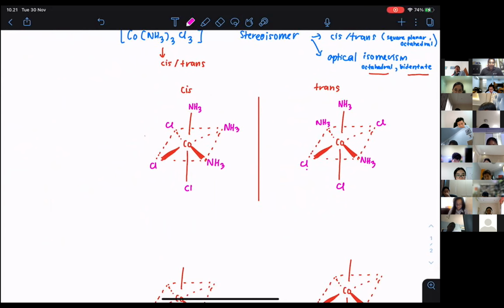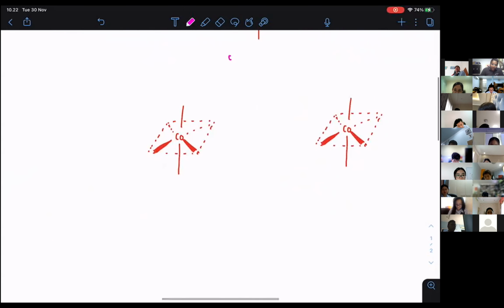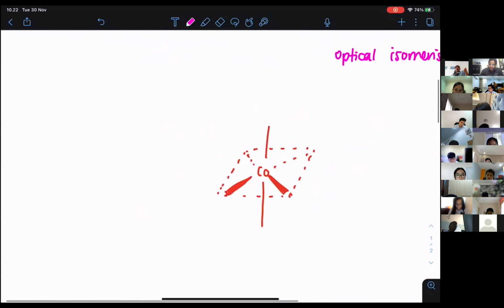But now I'm also going to show you how you can draw optical isomerism. For optical isomerism, just now I mentioned to you, you can have octahedral, and we can also have a situation where we can have the bidentate ligand. So if I ask you for examples of bidentate ligand, there are two examples. Dylan, can you tell me what are the two examples of bidentate ligand?